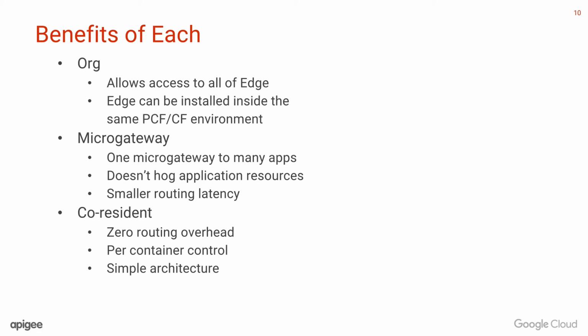Co-resident, on the other hand, has zero routing overhead. It has per container control, and has a simple architecture. And it's much easier to understand than how a request would go in and out of something like Micro Gateway or the org plan.